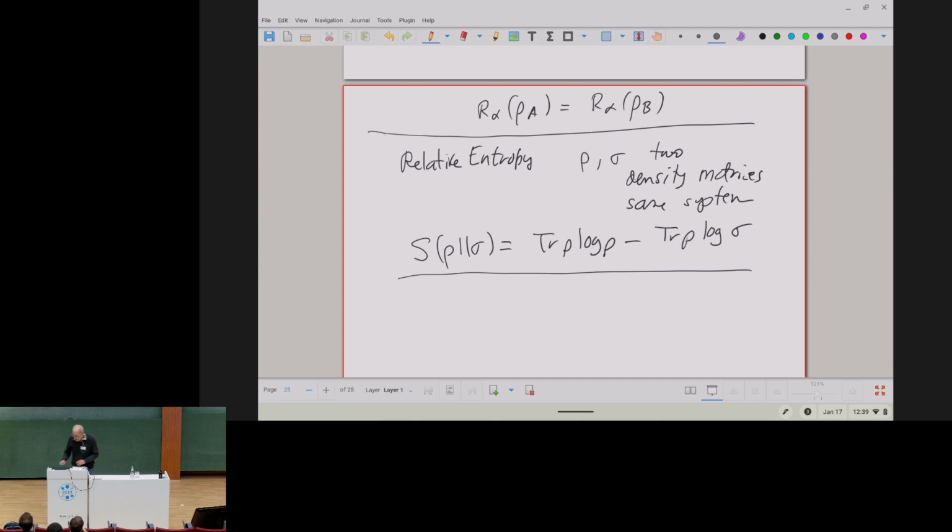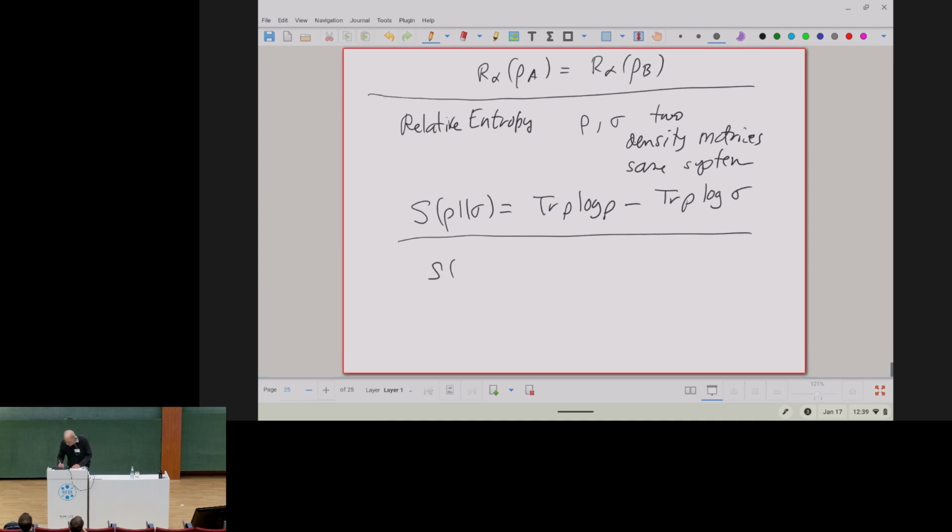All we want to know is that, first of all, S of rho relative to sigma is 0 if rho equals sigma, and it's positive if rho is not equal to sigma. I think what I will do before lunch is just to prove that relative entropy is positive if rho isn't equal to sigma, and then after lunch we'll continue with some corollaries.